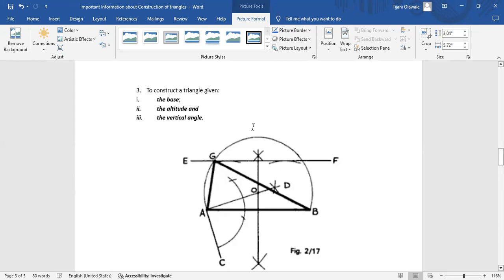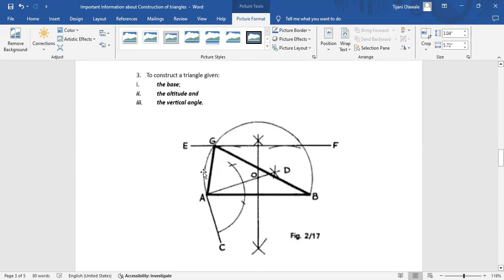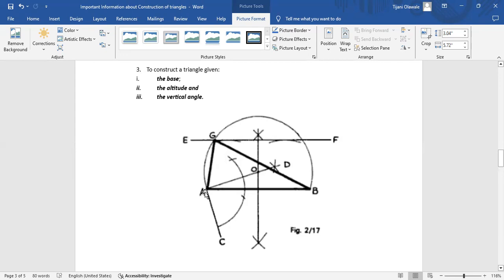And this is how the construction will look like. Now, let's start. The first thing to do is to draw the base AB. So line AB is equal to the base. If the base is 50 millimeters, all you need to do is to draw line AB as 50 millimeters. Then the next thing to do is that you have to draw line AC that will be at an angle to line AB.